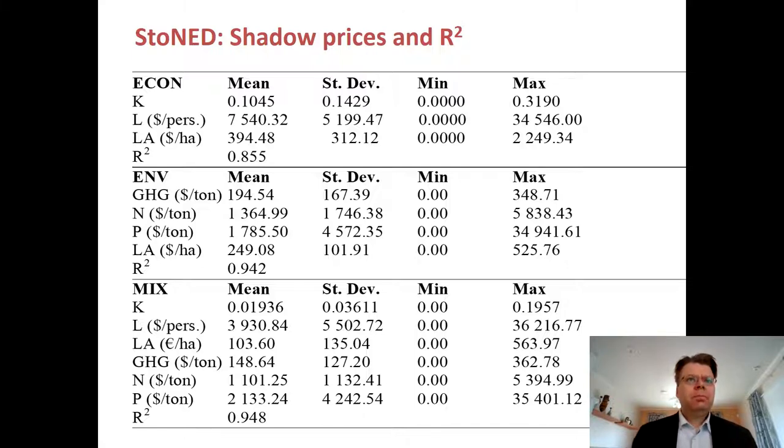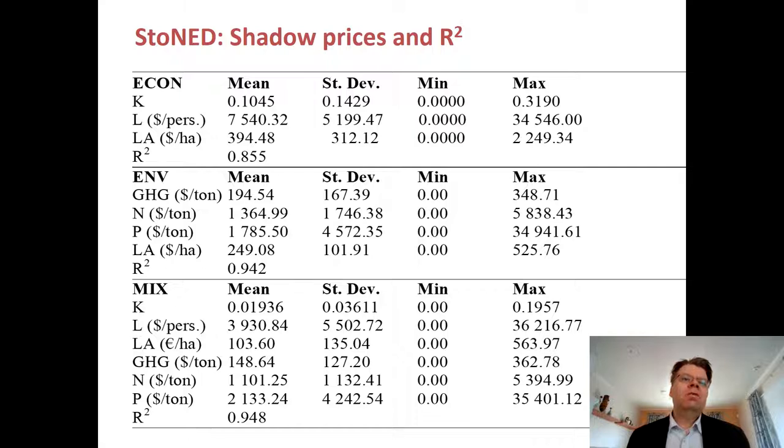If you look at the shadow prices, the table indicates the average shadow price. In my mind, these values look quite meaningful, both in the economic and environmental model. But if you compare, for example, the shadow prices in the mixed model, the shadow price of the capital input is almost 10 times higher in the economic model than in the mixed model. And the shadow price of labor also decreases quite dramatically from the economic model to the mixed model.